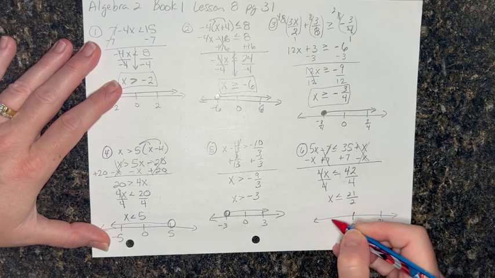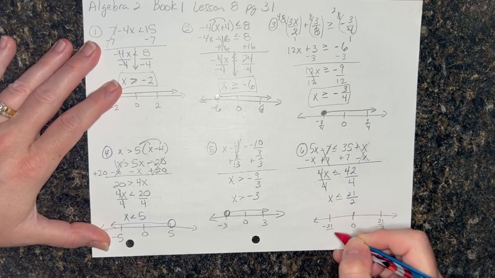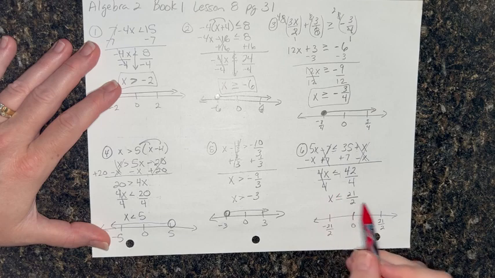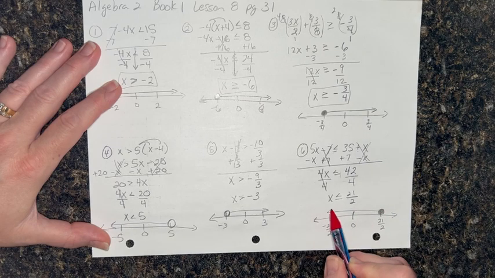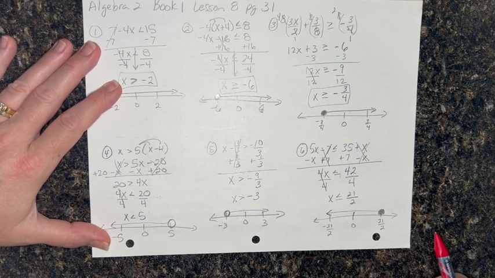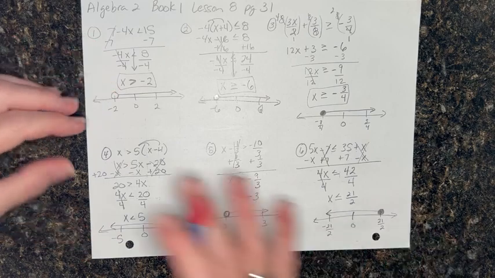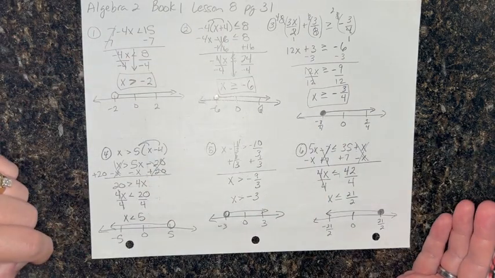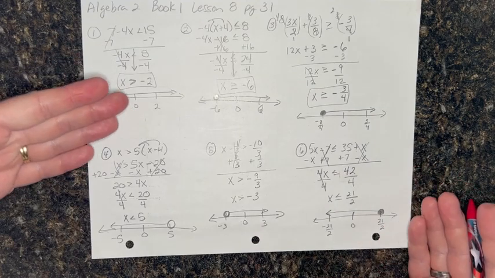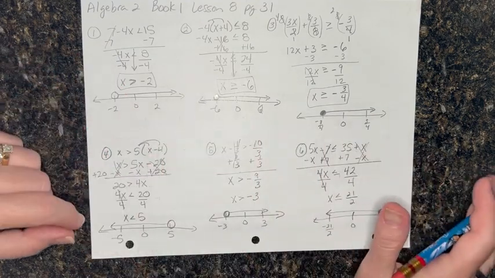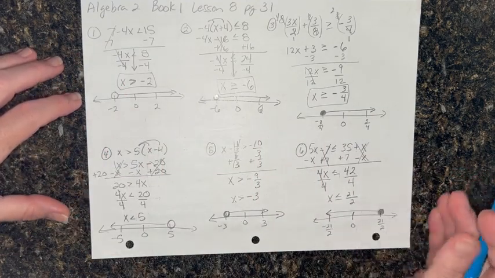So we're going to graph our 21 over 2, and then here's a negative 21 over 2. X is less than or equal to, that tells me it's a solid circle, and that my arrow goes to the left. All right, so that is graphing on the number line. We solve our inequality, we slap it on a number line. Go ahead and finish the rest of lesson 8, and I will meet you for lesson 9.